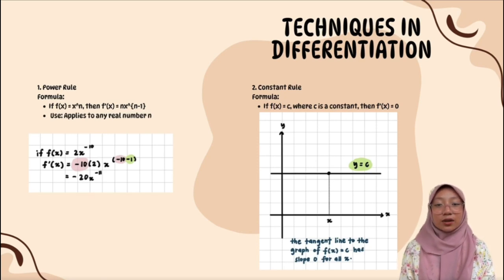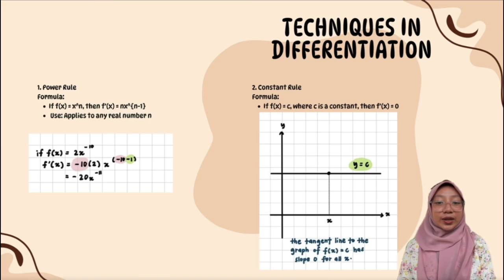The first technique is the power rule. The formula that will be used is f(x) equal to x to the power of n, then f prime x equal to nx to the power of n minus 1. This applies to any real number n. For example, if f(x) equal to 2x to the power of negative 10, therefore f prime x equal to negative 10 times 2x to the power of negative 10 minus 1. And the final answer that we will get is negative 20x.